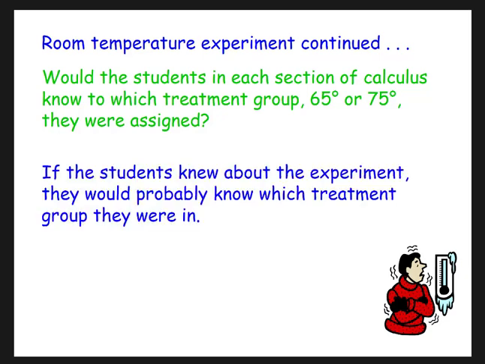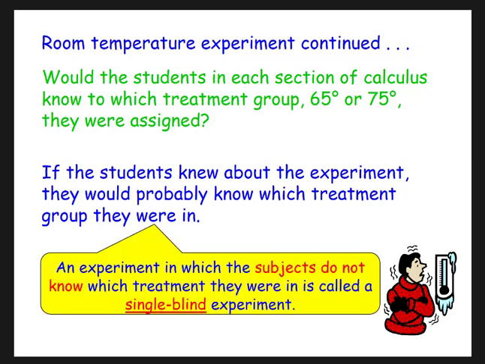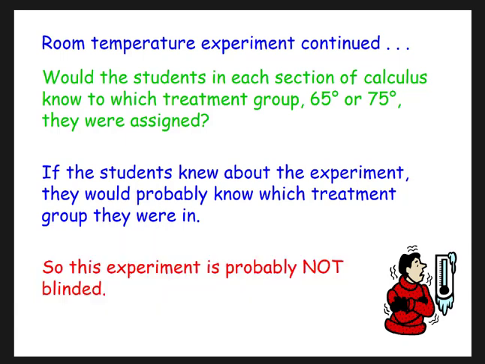So if the students knew about the experiment, they would probably know which treatment they were in because they could feel the temperature difference. So there's an ethics issue here, but we would prefer not to tell them so they don't know that there's an experiment even going on. It's called a blind experiment or a single blind because the students don't know, but the people working with them would know. This experiment is probably not blinded because the students would know that there was a difference.